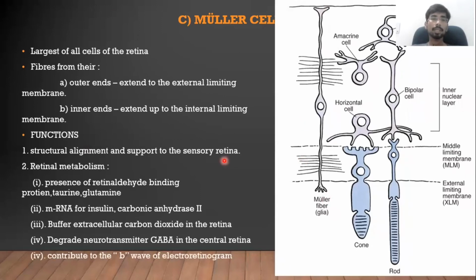Functions: structural alignment and support to the sensory retina and retinal metabolism. Presence of retinaldehyde binding protein, taurine and glutamine, and mRNA for insulin and carbonic anhydrase 2, and buffer extracellular carbon dioxide in the retina, and degrade neurotransmitter GABA in the central retina, contribute to the B wave of the electroretinogram. So B wave of electroretinogram contribution is by Muller cell. It is the largest cell of the retina.